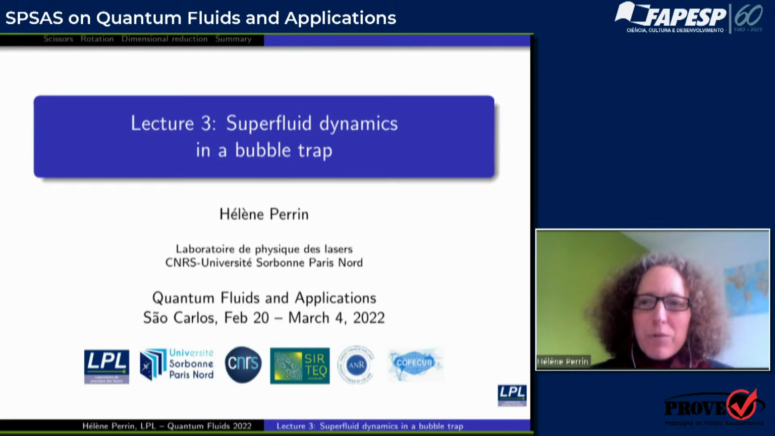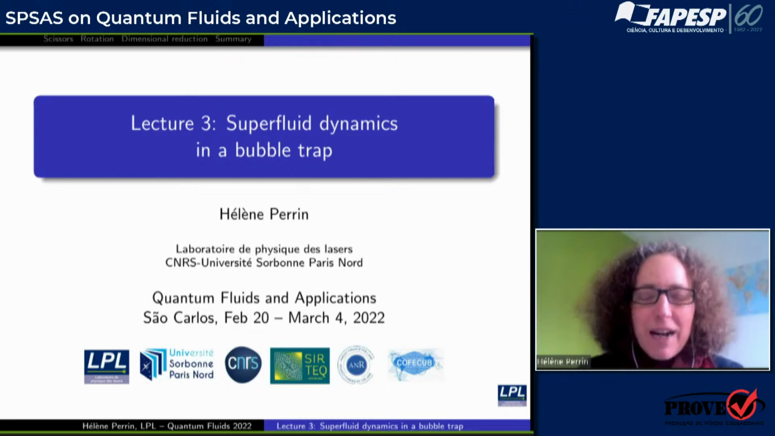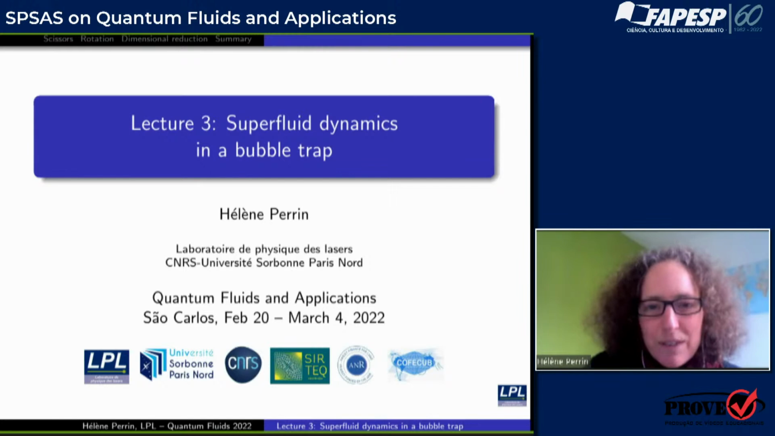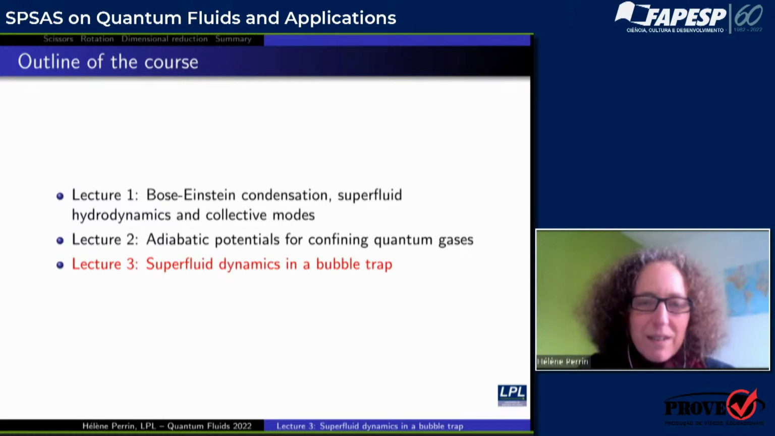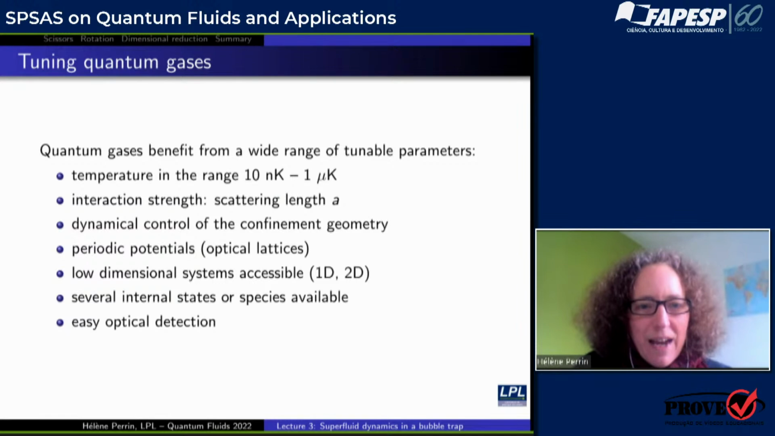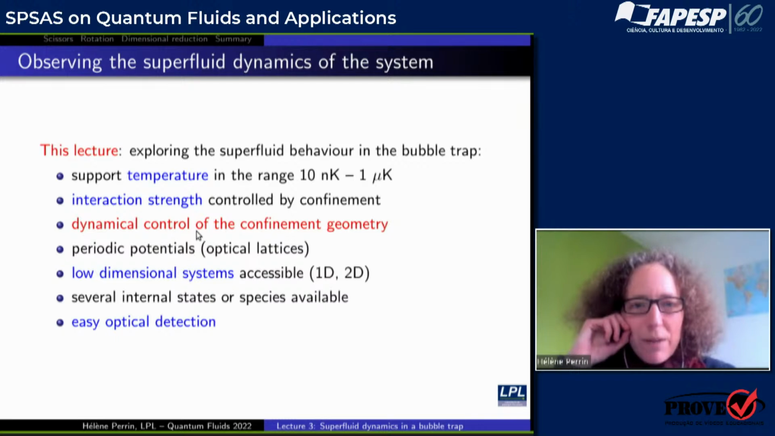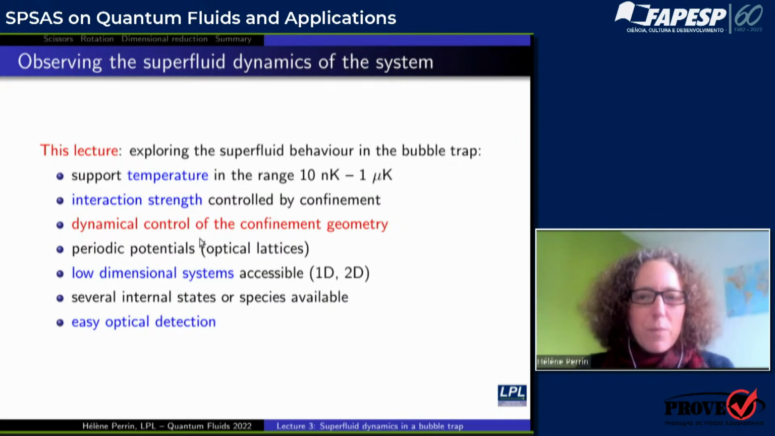We're using what we have learned about theory in the first lecture and the geometry of this adiabatic potential in the second lecture. We will use all that to study the dynamics in the bubble, either at the very bottom or a bit higher. And I will try to describe these superfluid dynamics around three different experiments. So again, in this context, I will concentrate on using the dynamical control of the confinement geometry to be able to explore the superfluid behavior in the bubble trap, and for some of the examples in low dimensional systems, especially in two dimensions.